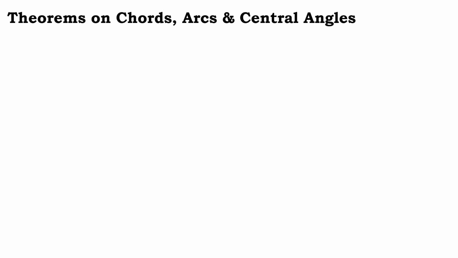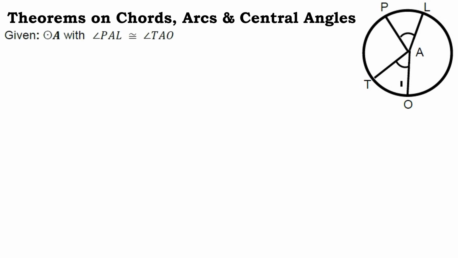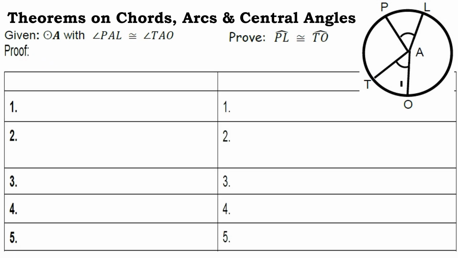Theorems on chords, arcs, and central angles. Given, circle A with angle PAL congruent to angle TAO. Now let us prove that arc PL is congruent to arc TO. Let us now make a two-column proof. So the first or the left column has the statements and the second or right column has only reasons. We will always start with the given.